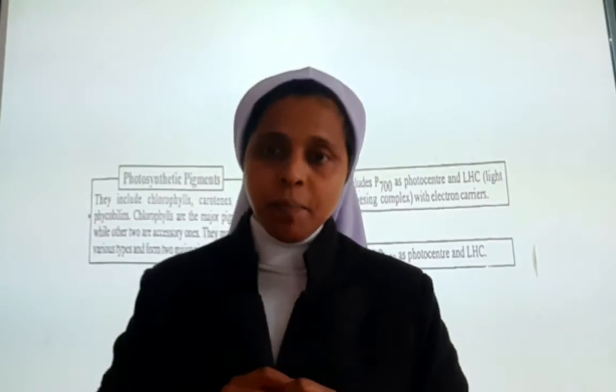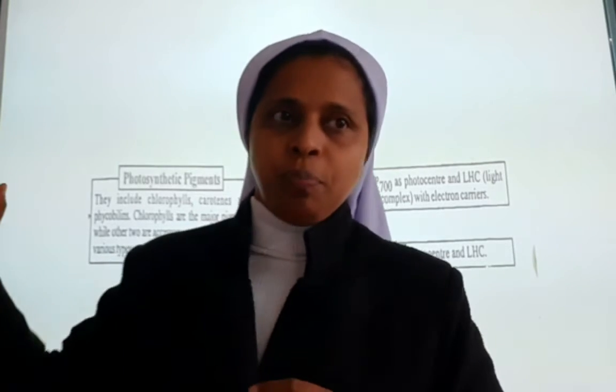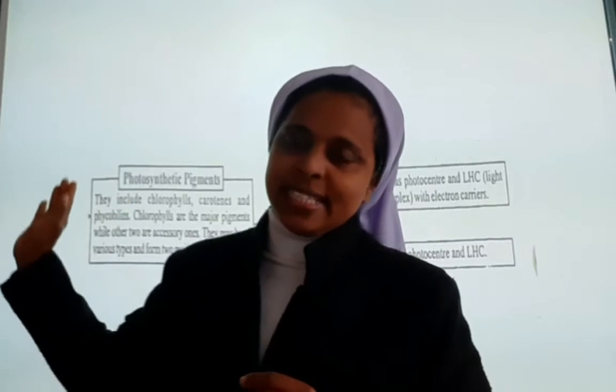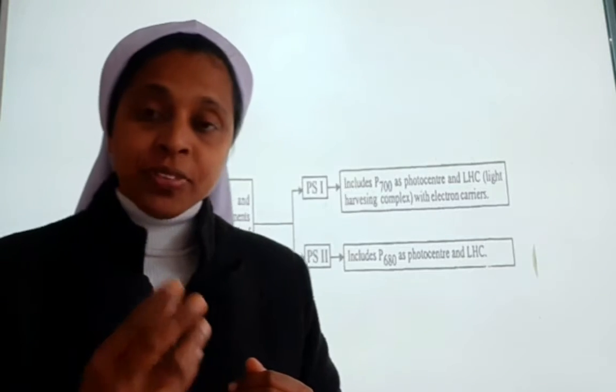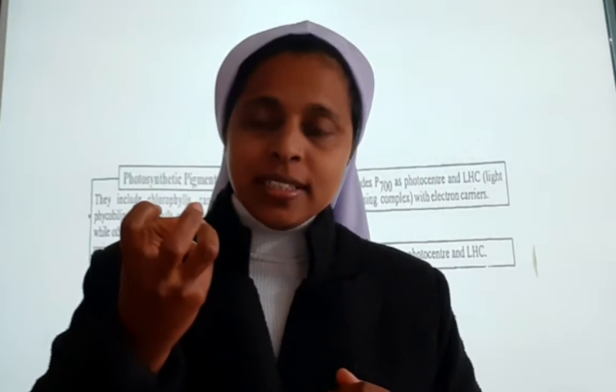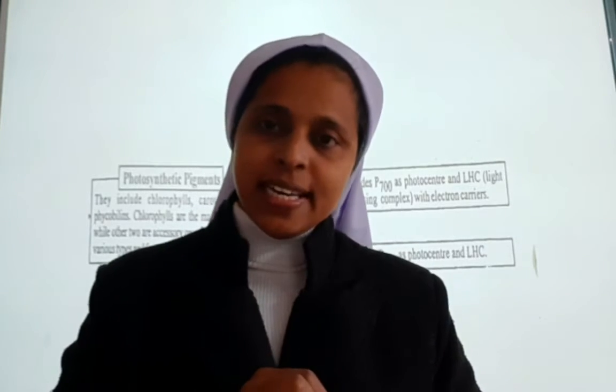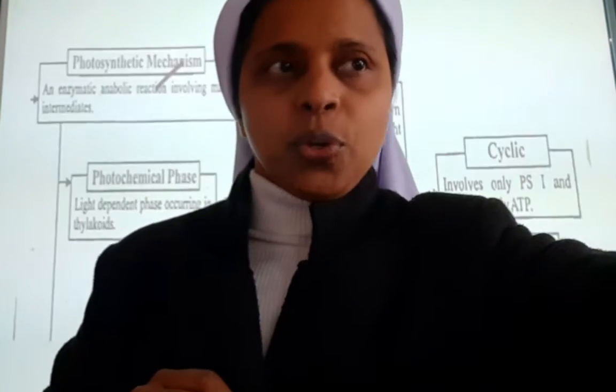Then we have here the photosynthetic pigments. So what are the photosynthetic pigments? PS1 and PS2. What is PS1 and PS2? Photosystem 1 and photosystem 2. It includes P700 and P680. What do you understand by P700 and P680? It refers to the light absorbance in nanometers, how much light is being absorbed. If it is absorbed at 700 nanometer, then it is called P700, and if the light is being absorbed at 680 nanometer, then it is called P680. That's all about the photosynthetic pigments.